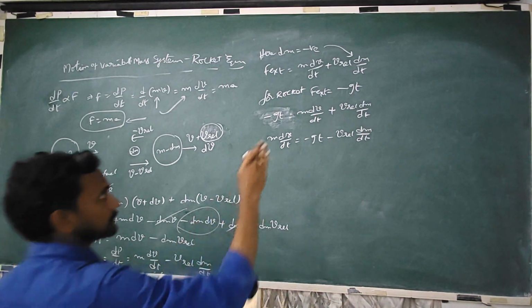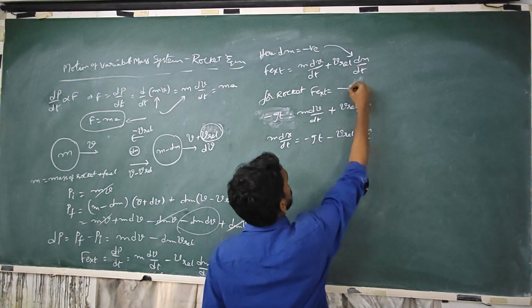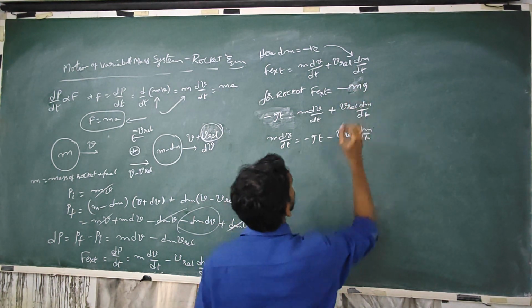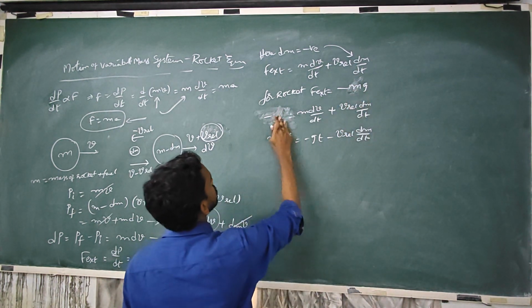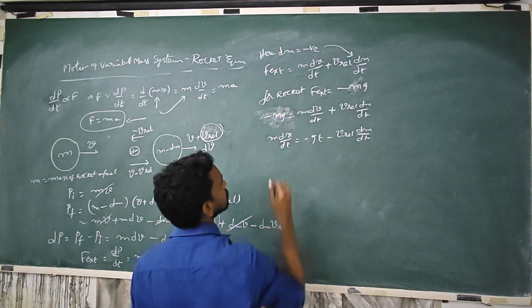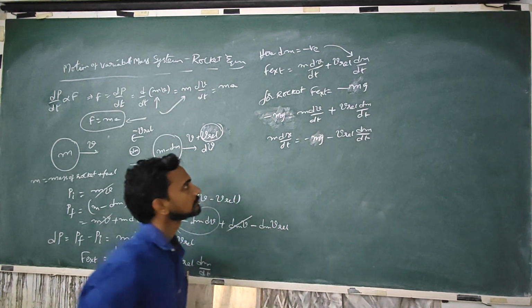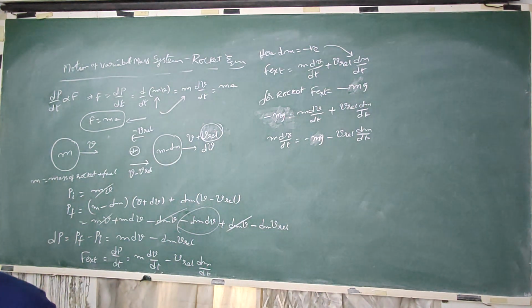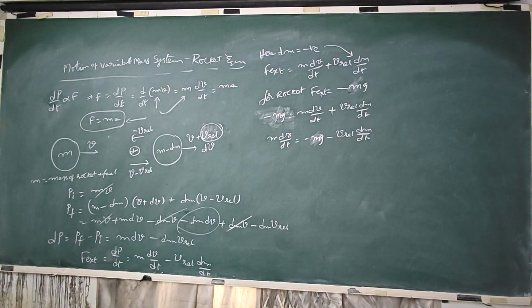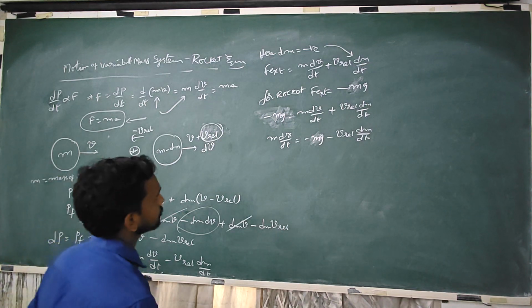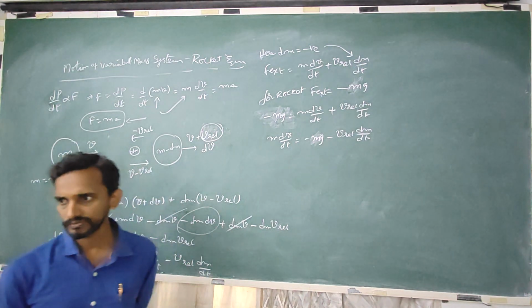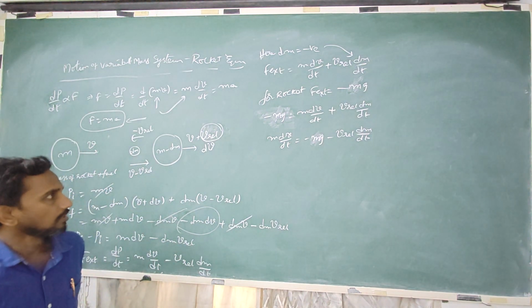Yeah, so F external is minus mg, which is the mass times gravity of the rocket acting downwards. Okay.